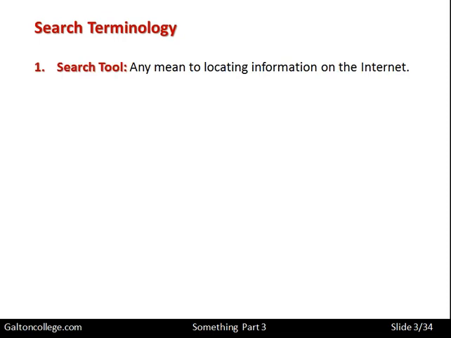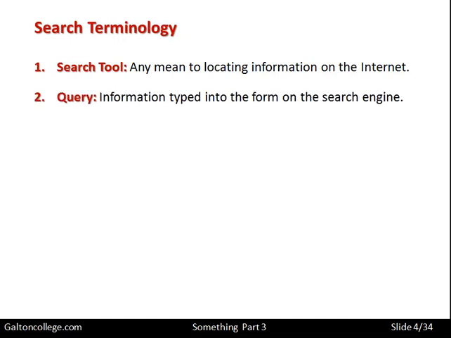So first of all, in this particular class, and I said this is part 3 out of several parts, we're going to start by looking at search terminology. Now, for a start, a search tool is any means of locating information on the internet. That's what we mean by a search tool. It's some way of helping us to locate information. So a search engine is a search tool.